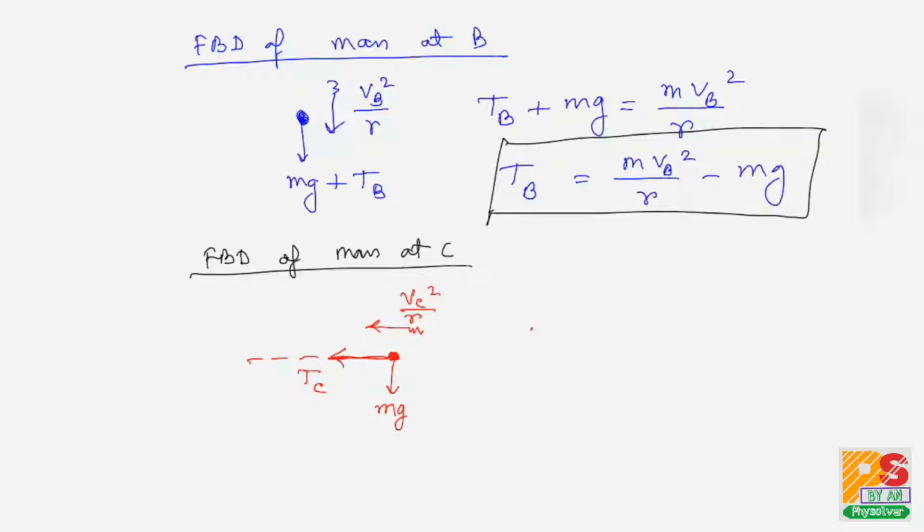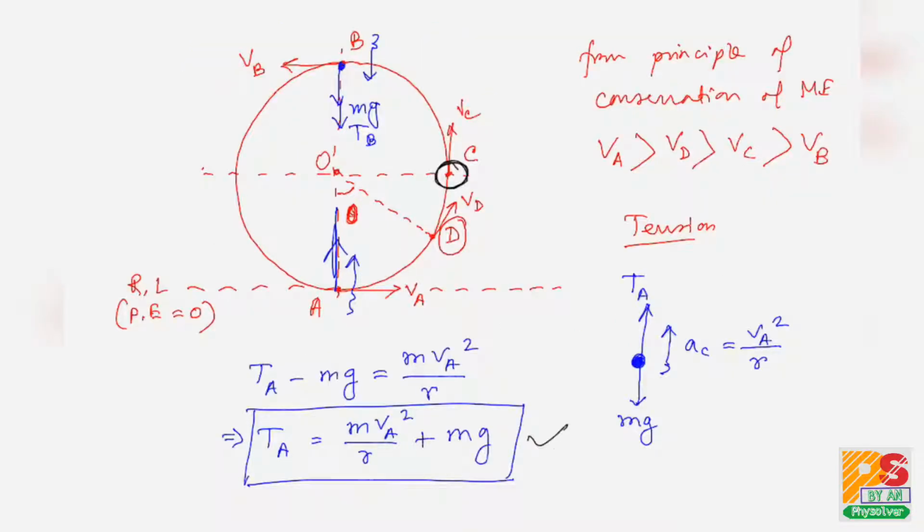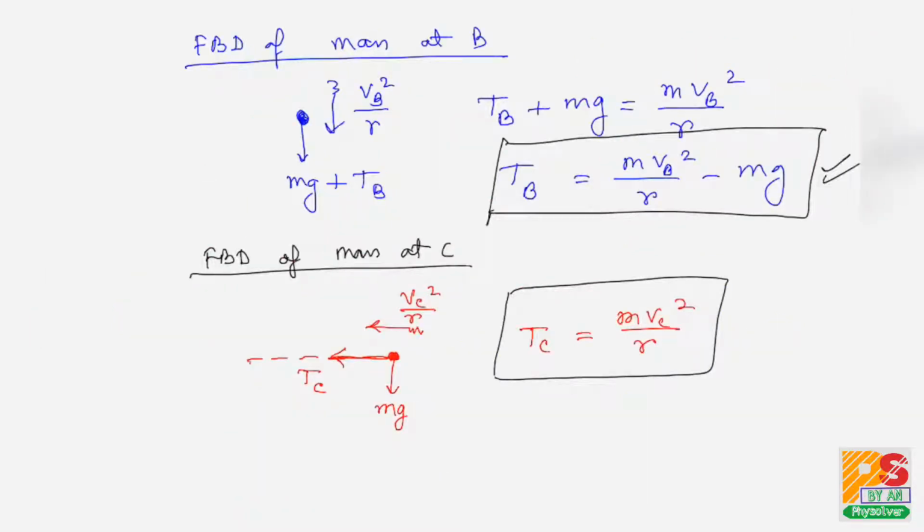So the expression is Tc equals m Vc square divided by r. That's the formula of tension at the horizontal position. Now see, this is the formula of tension at the lowest position, m Vs square by r plus mg. At the highest position, tension is m Vv square by r minus mg, and at the horizontal position, the tension is m Vc square divided by r.